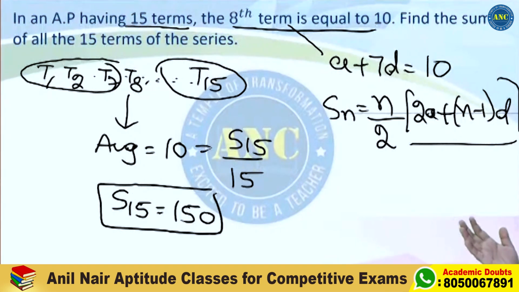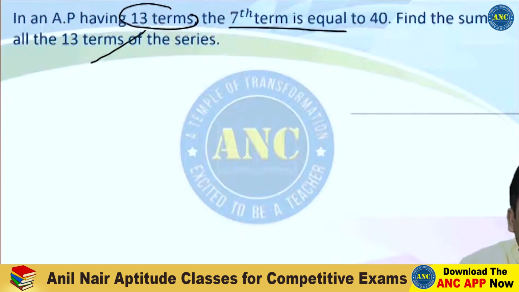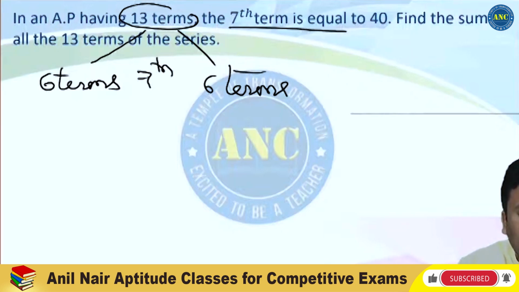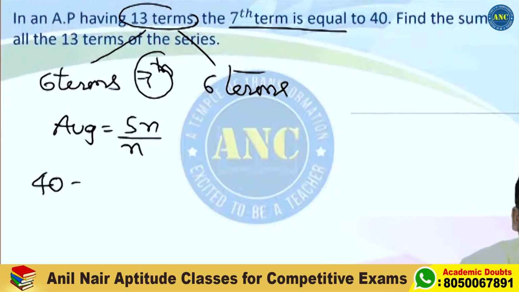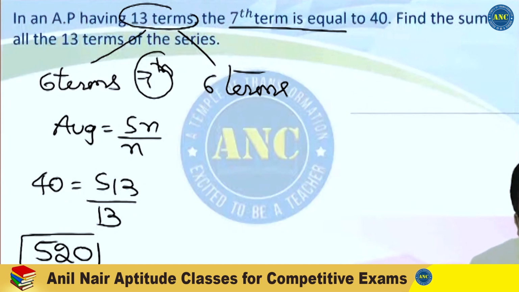15 terms are there. 7 terms to the left, 7 terms to the right. Middle term is nothing but average. Average is SN by N. Again, 7th term is 40, total 13 terms. 13 terms means there are 6 terms to the left and 6 terms to the right. Middle term is nothing but the 7th term. Average is SN by N. So 7th term is 40, times 13 by 13. Answer is nothing but 520.